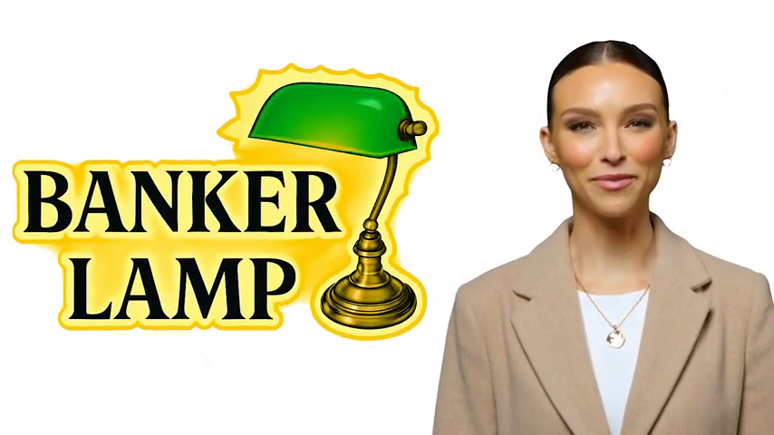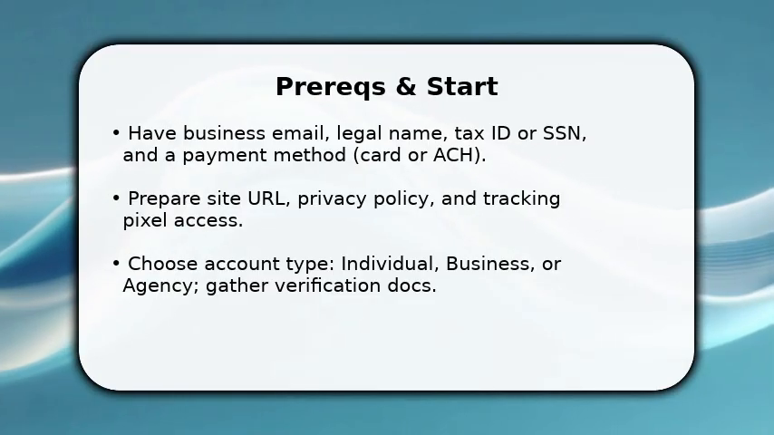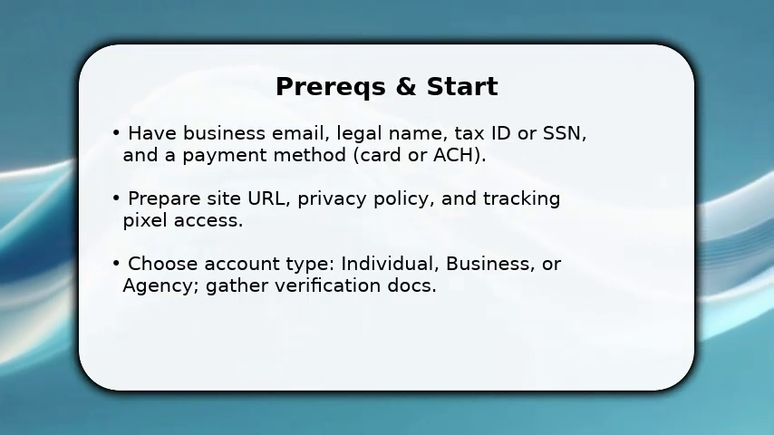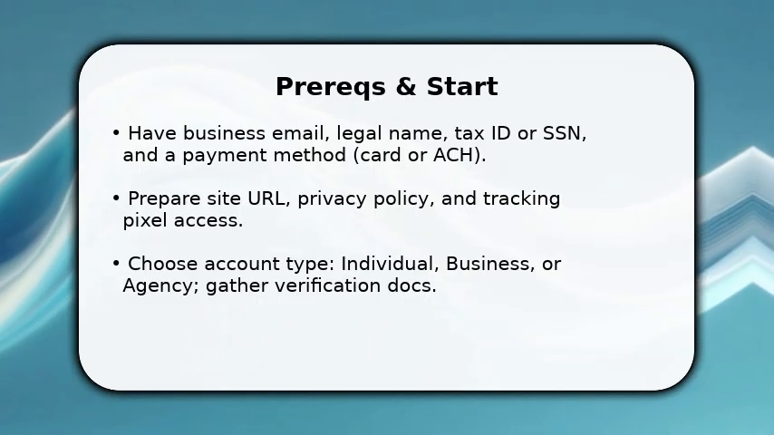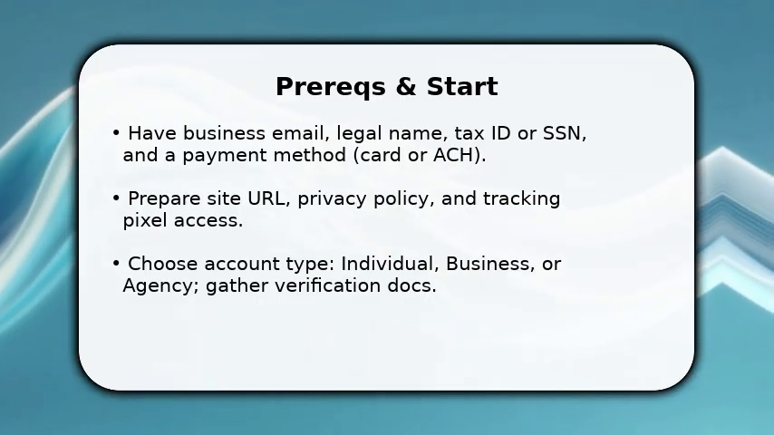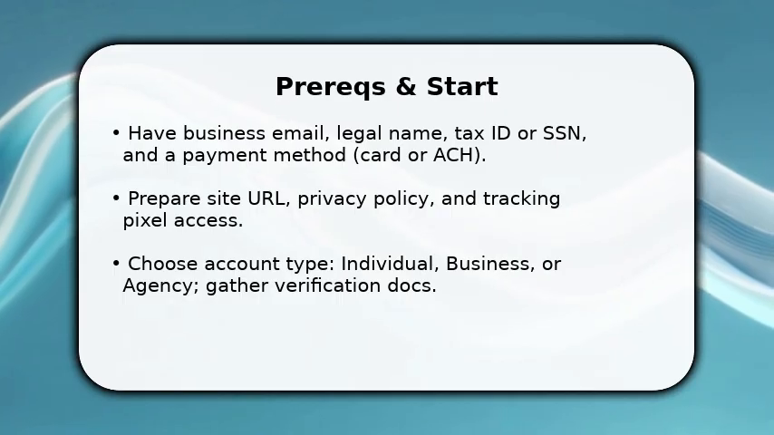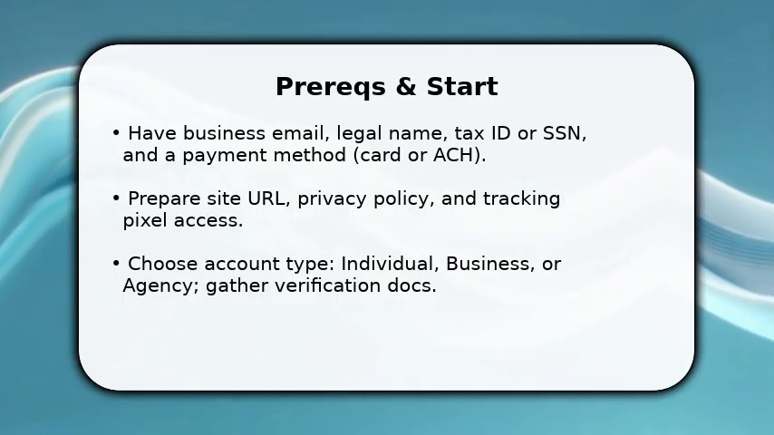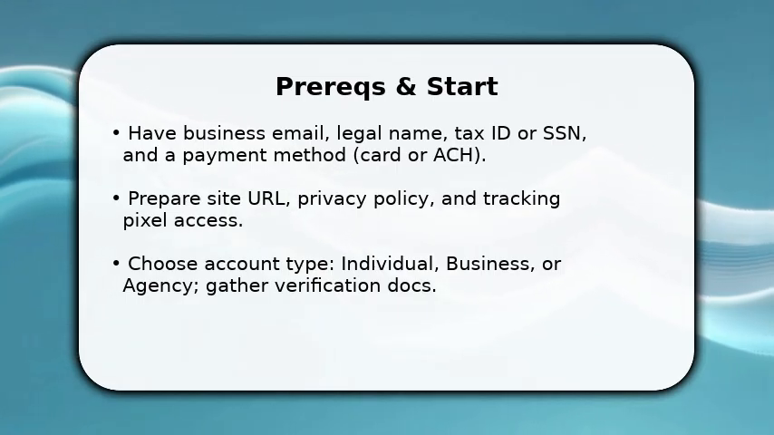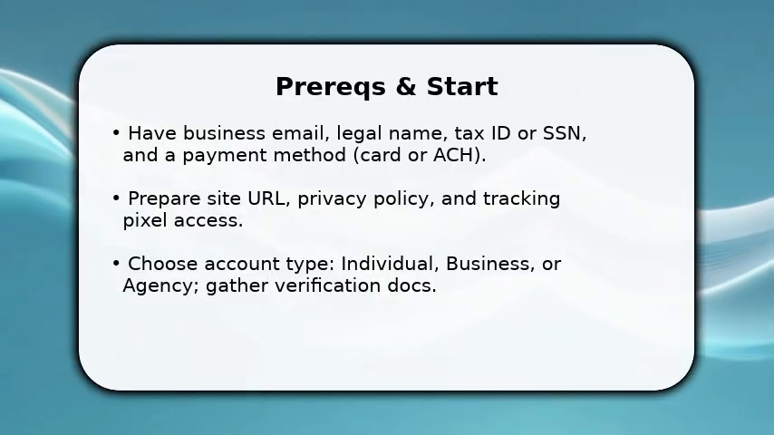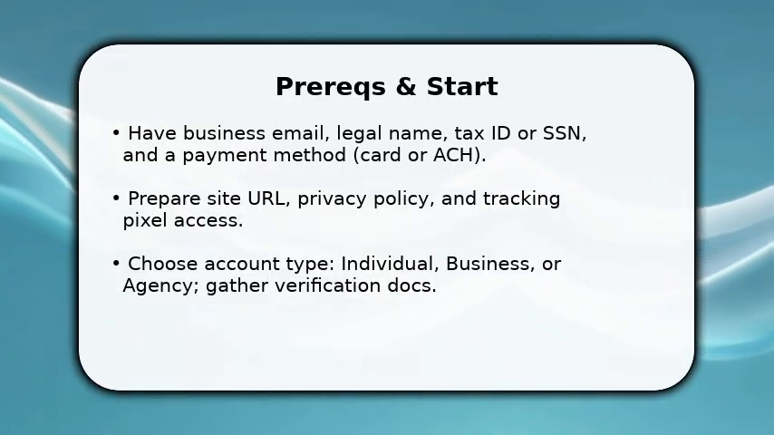Please enjoy the video. You start by getting essentials ready so you don't stall later. A business email, tax ID, payment method, and your website URL. Once done, open the CPM provider's sign-up page and pick the correct account type, individual, business, or agency, because verification differs. Enter legal details exactly as on documents, then upload a verification file or photo ID when prompted.